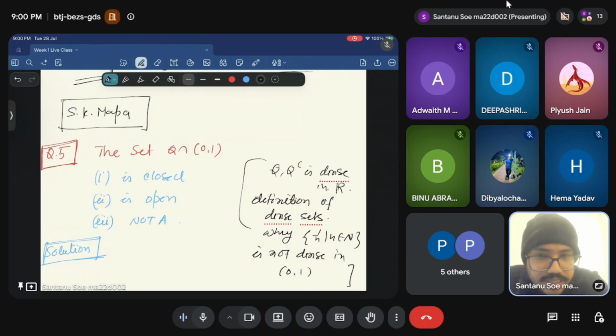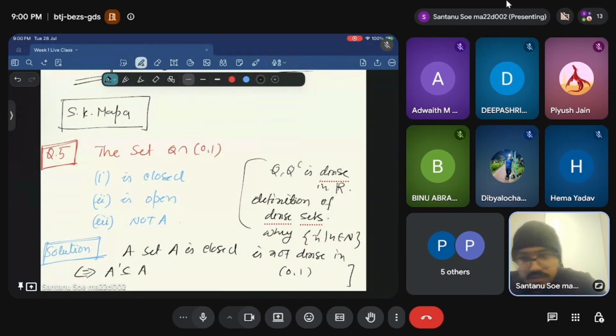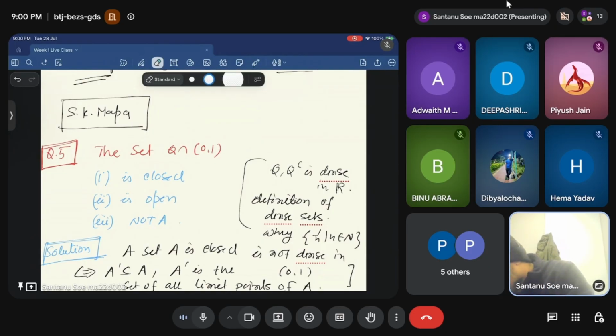First of all, this set is not closed, because if a set is closed, it should contain all its limit points, right? Correct, this is the definition. A set A is closed if and only if A prime contains A, where A prime is the set of all limit points of A. Okay, so I am removing this one.